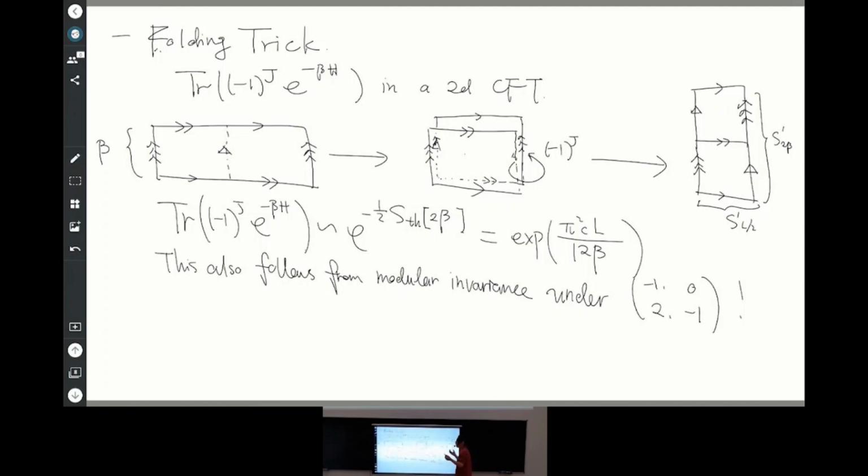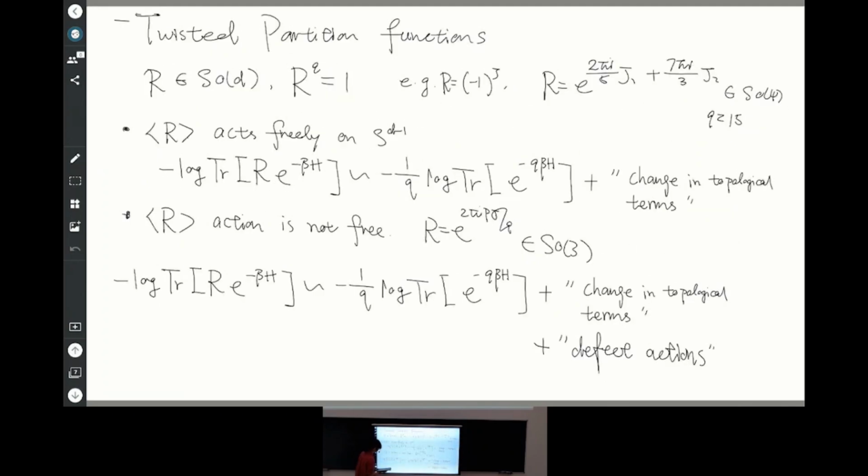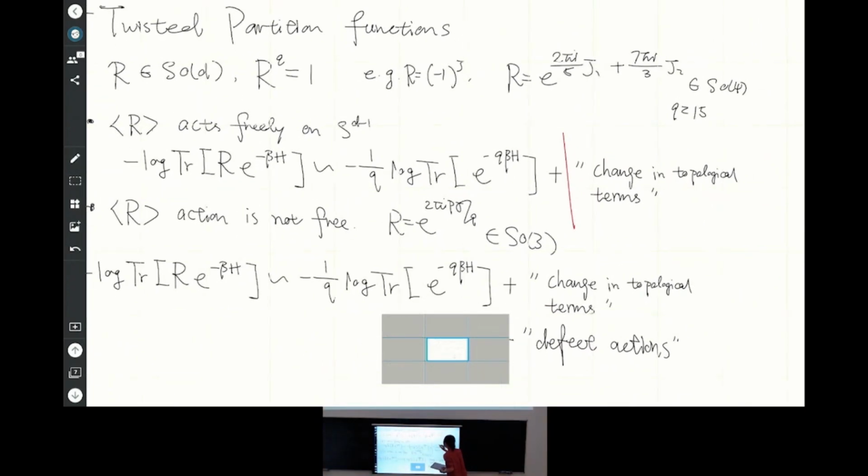Well, the answer is the thermal effective action doesn't really care about the topology of the circle bundle, but the topological terms do. So if you start with a d-dimensional CFT which suffers from gravitational anomaly, and then you go through all the same procedure, and you want to use the folding trick, you would have to keep track of how the topological terms change. I will not dive into the details of topological terms in this talk, but I just want to give you a quick explanation.